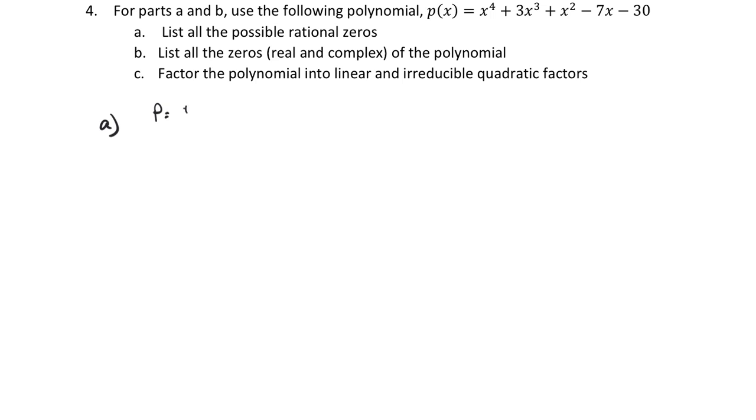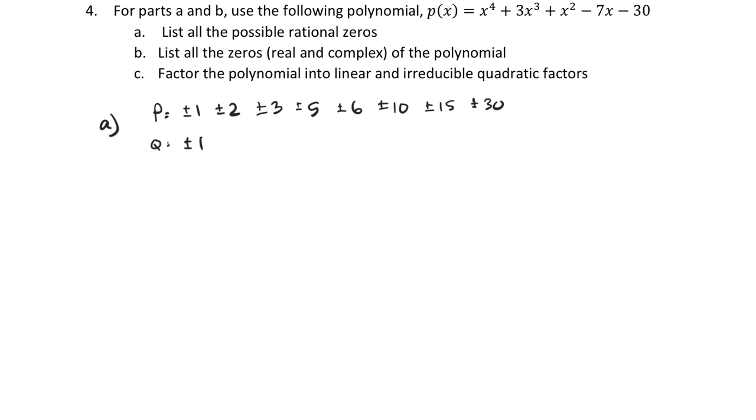So this is plus or minus 1, 2, 3, plus or minus 5, plus or minus 6, plus or minus 10, 15, and 30. And then the factors of Q are the factors of the leading coefficient, in this case, plus or minus 1. Now, the real list that we want for part A is P divided by Q.